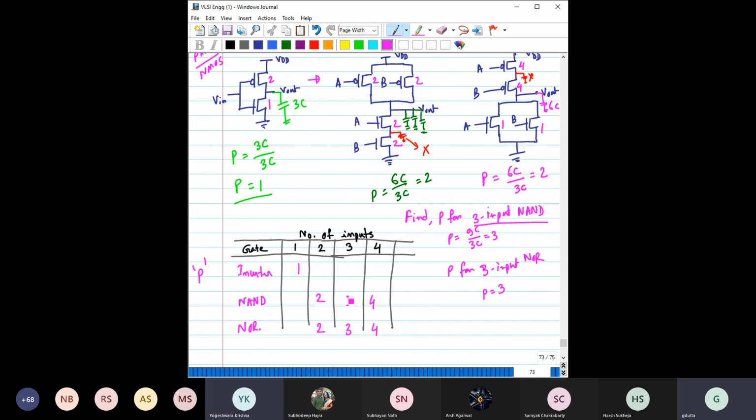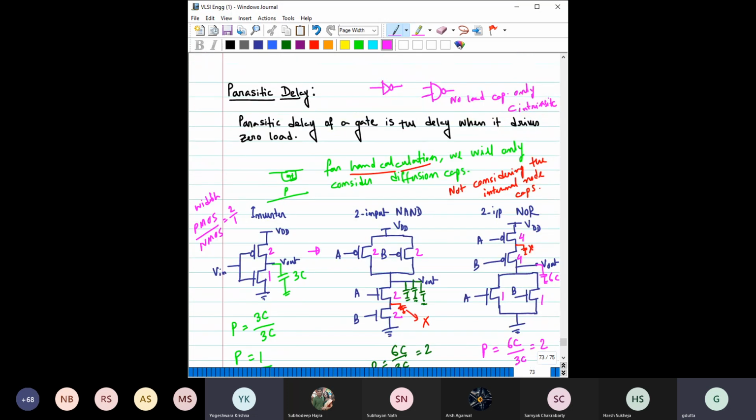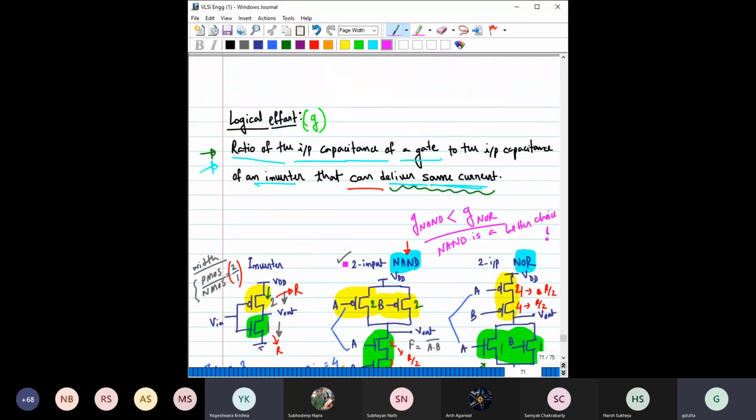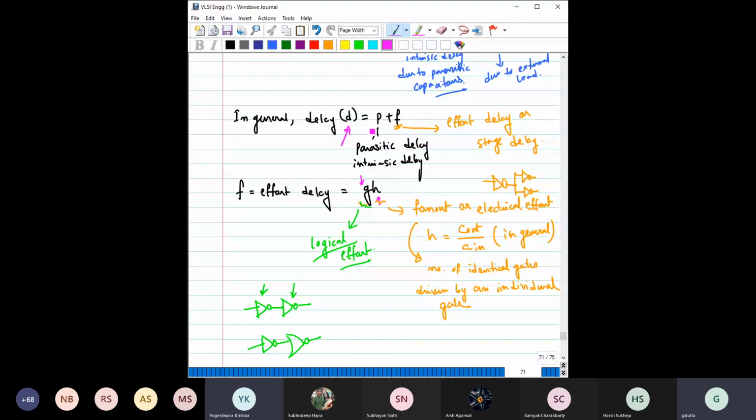Fine. Is this part clear to you, how to find it? Okay. Then let's move to an interesting thing. So now, before that, let me show you here. See this equation, delay D is equal to P plus F, right? So now you know what P is for any gate, at least the conventional gates.